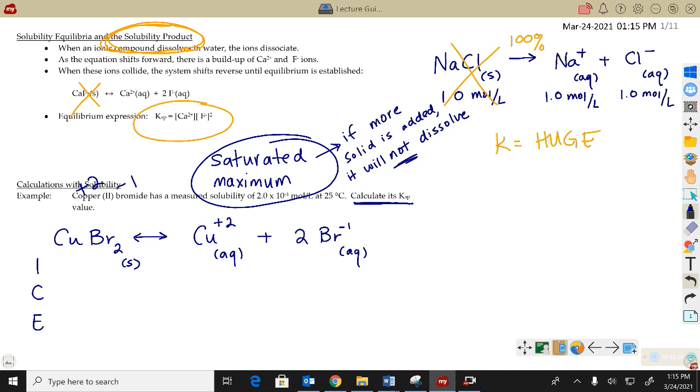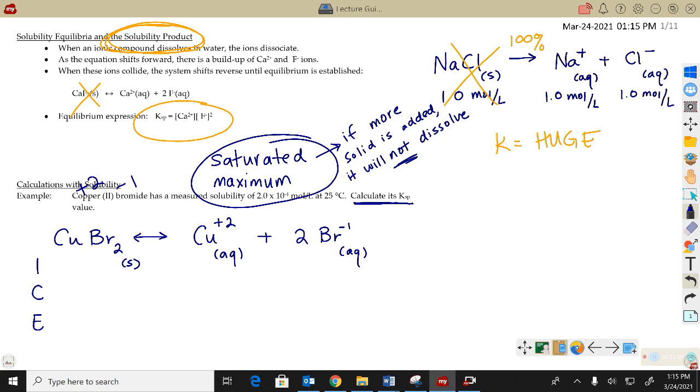But if you add a little extra, like if I add more than 2.0 times 10 to the negative fourth moles of copper 2 bromide in a liter of solution, it will not dissolve anymore. And instead, it's just going to sink to the bottom as a solid. So if you ever have a solution and you see a solid on the bottom, then it means that the solution is saturated. It has dissolved the maximum amount it can hold.